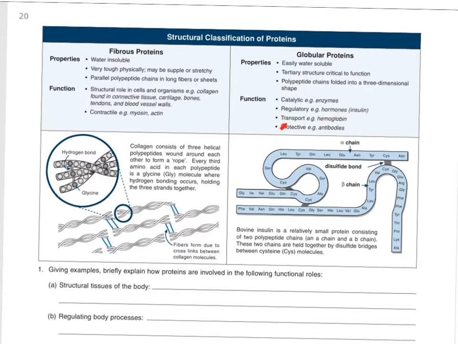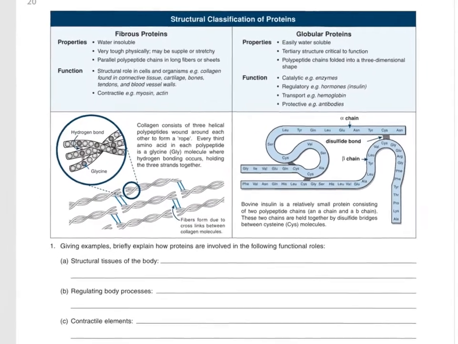Regulatory hormones, you know what hormones are? Things like insulin, estrogen, testosterone. These are all hormones. They travel through your body. They are globular proteins. They have to be soluble in water. And protective antibodies are also. These are all examples. Of course, there's many more.